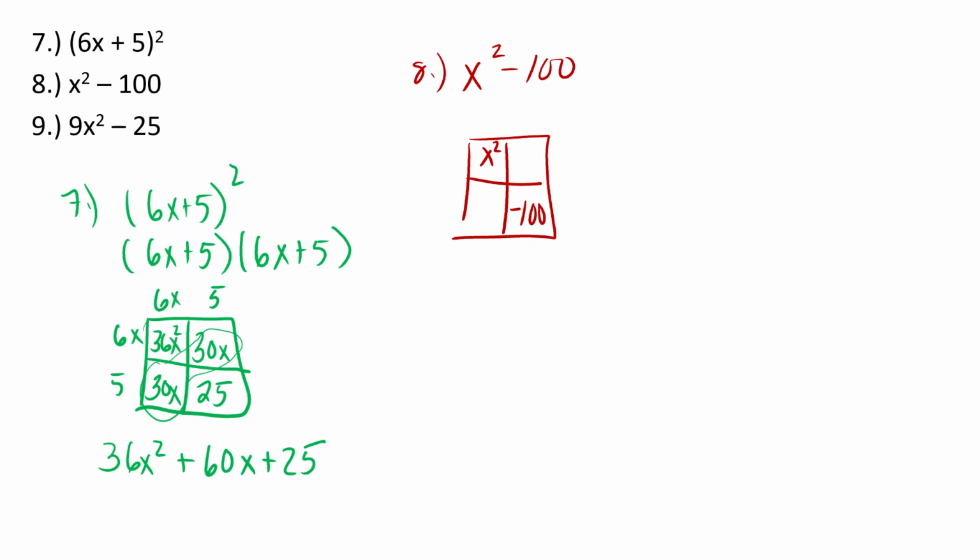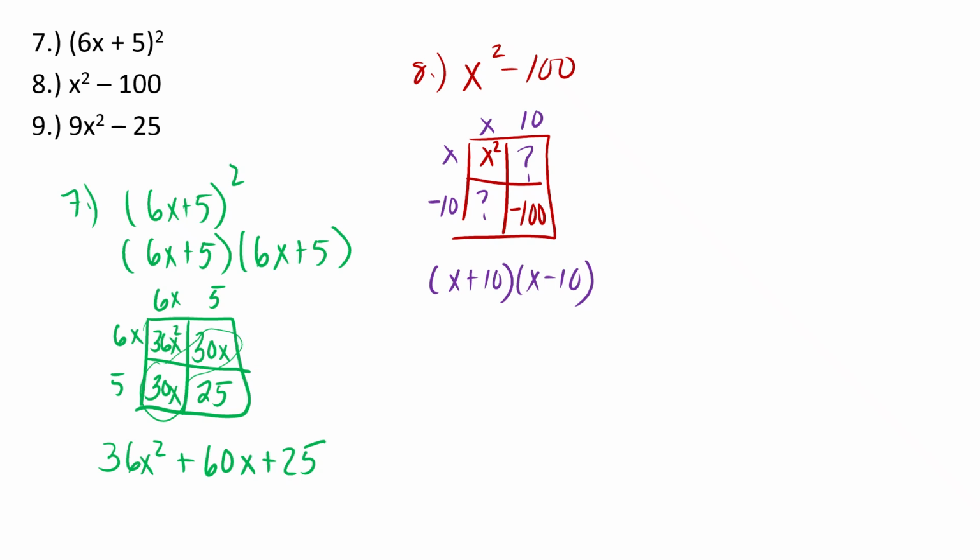And then you just kind of think to yourself, all right, well, what would have gotten me the x squared? Well, that would be x times x. And then these guys we know ended up canceling out. But we could get the 100 with a 10 and a -10. And so your factors would be x plus 10, x minus 10.